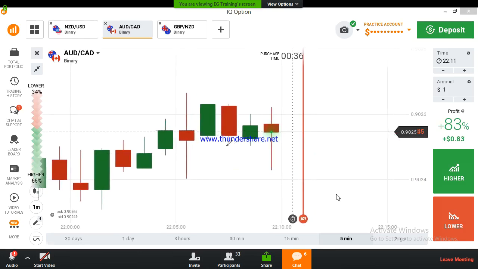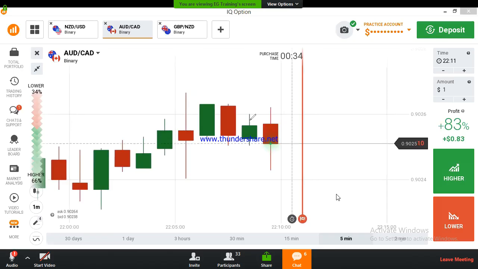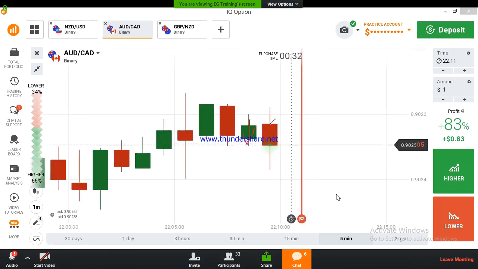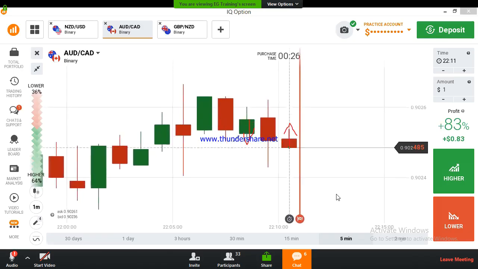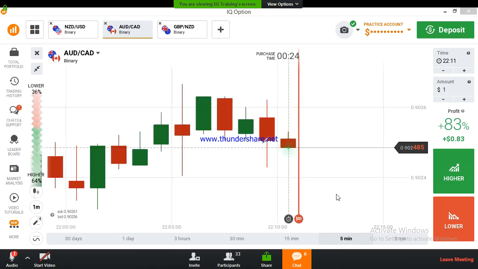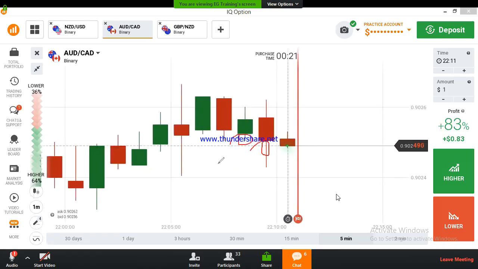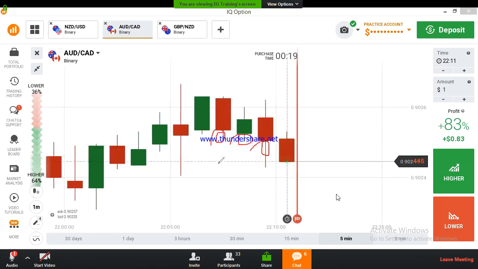So you don't need to take a confirmation every time in the present candle, in the running candle. If you get any confirmation or any rejections in the previous candle, it's enough to place your trade. You don't need to take it every time.